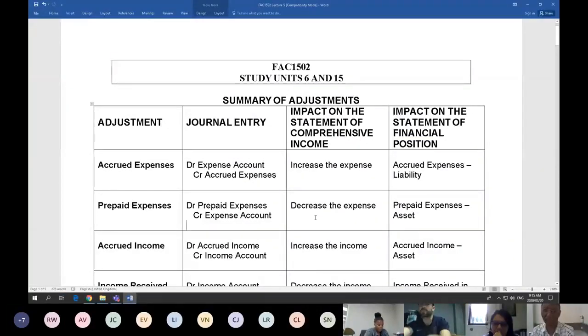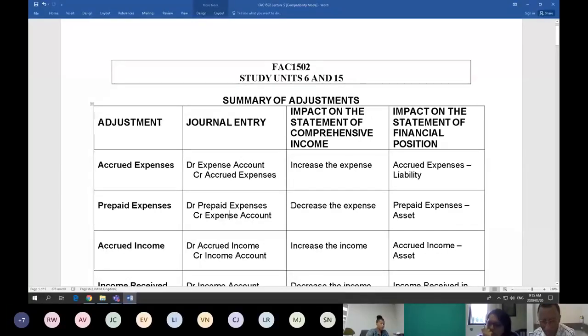The second adjustment I dealt with is the adjustment for prepaid expenses. So, as said earlier, to record this in the books of the business, you debit your prepaid expenses account and you credit your actual expense. So if you have paid rent in advance, debit prepaid expenses, credit rent. If you have paid wages in advance, debit prepaid expenses and credit wages. If you have paid insurance in advance, debit prepaid expenses and credit insurance.